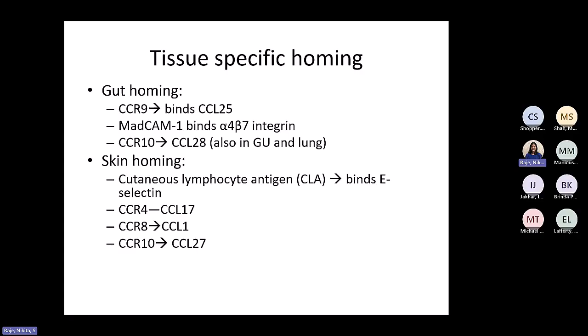Similarly, there are cells that express CCR4, 8, or 10 that get attracted towards CCL17, CCL1, and CCL27. CCR10 expressing cells can be attracted towards CCL28, which is in the gut, or in skin, CCL27. And again, something clinically important is alpha-4 beta-7, and a drug called vedolizumab can be used.